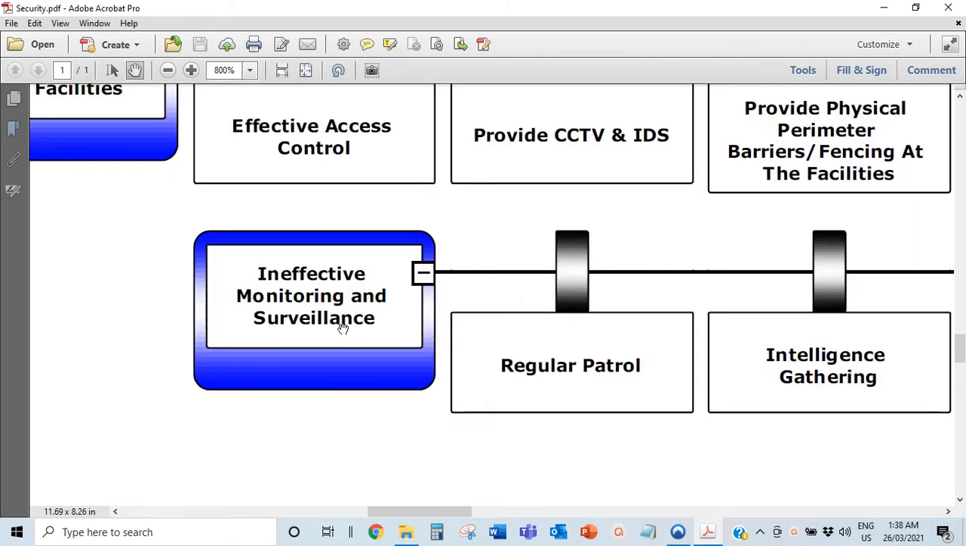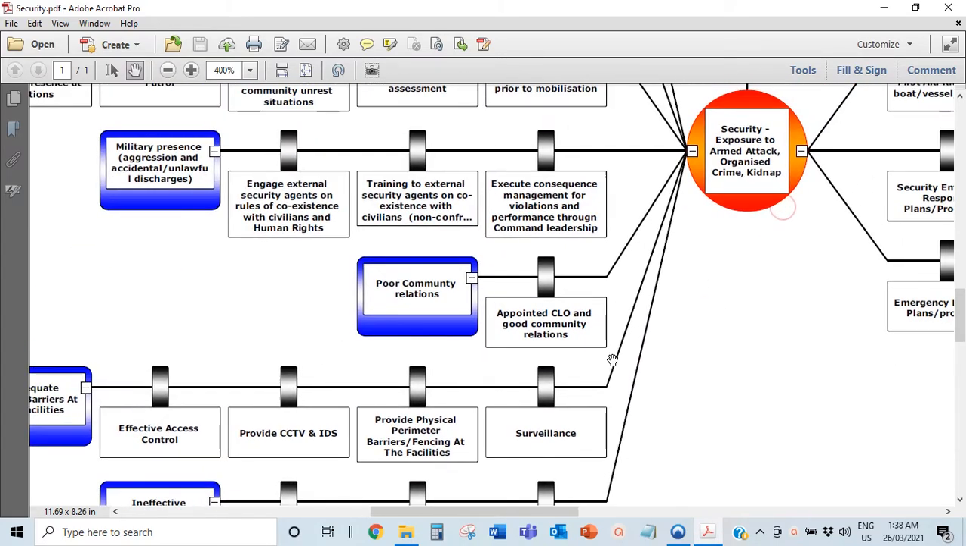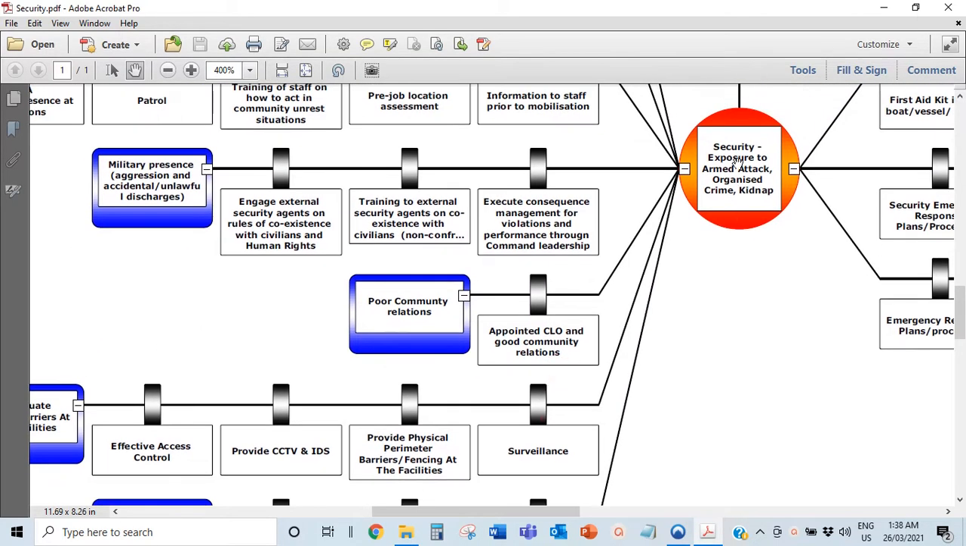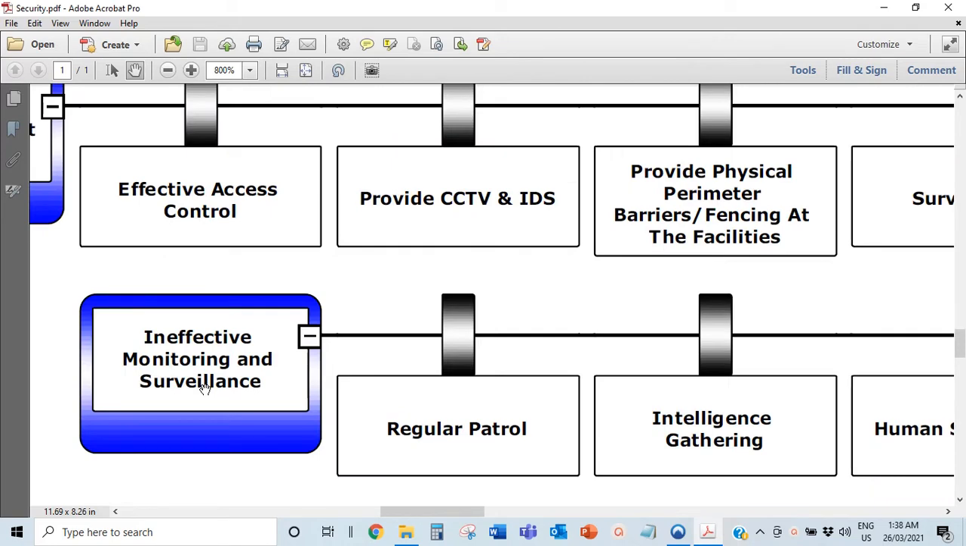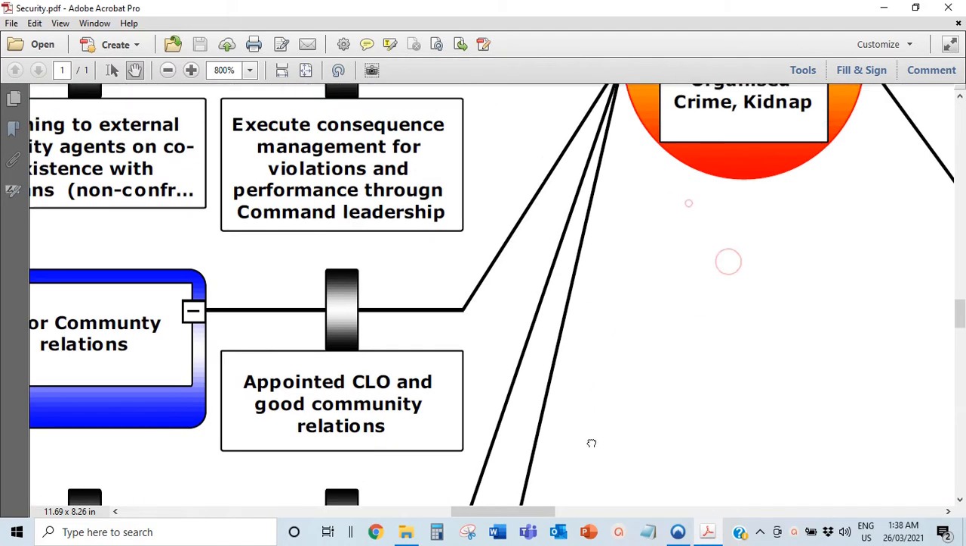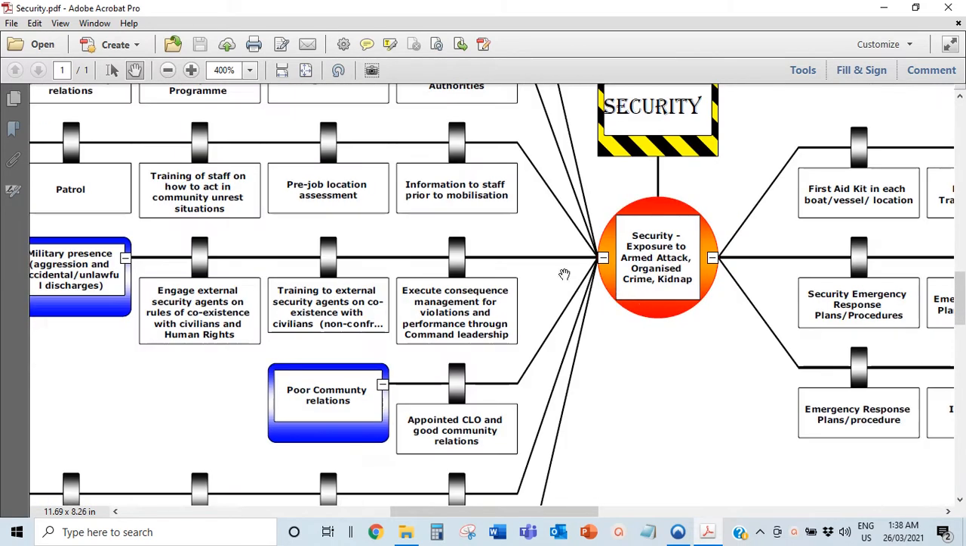So even if you have the highest walls, but you don't have any guards around to see what's happening, this might also happen right on the facility, not just in transit. And if the facility is not properly protected and monitored, you could actually have a top event happening here, which means they could come into the facility and kidnap.